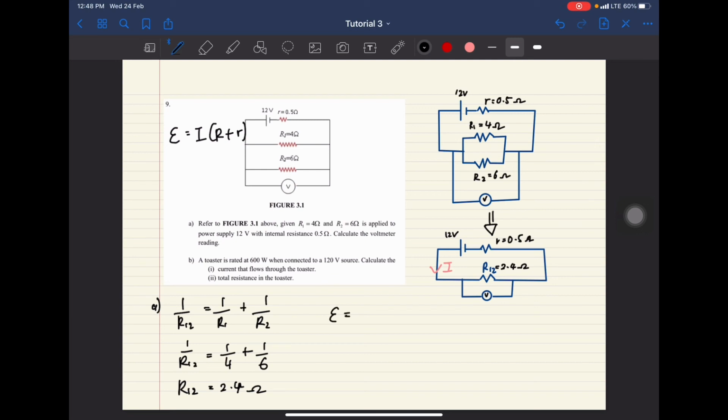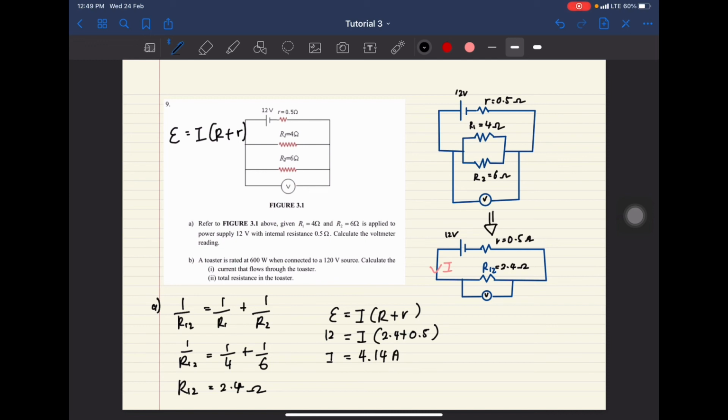EMF is equals to I times R plus r. Basically I want to find my I, so 12 over R plus r would be 2.4 plus 0.5. I got 2.9 there, so it will be 12 divided by 2.9, which is 4.1. I round it off, 4.14 ampere.